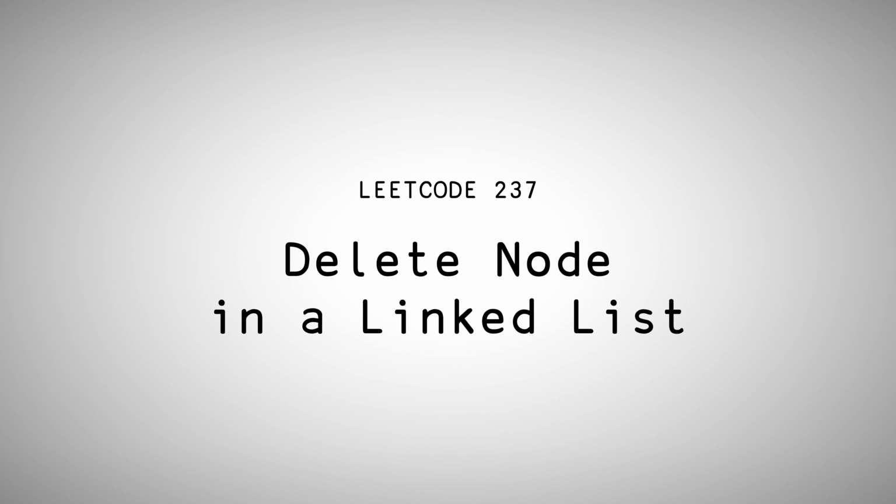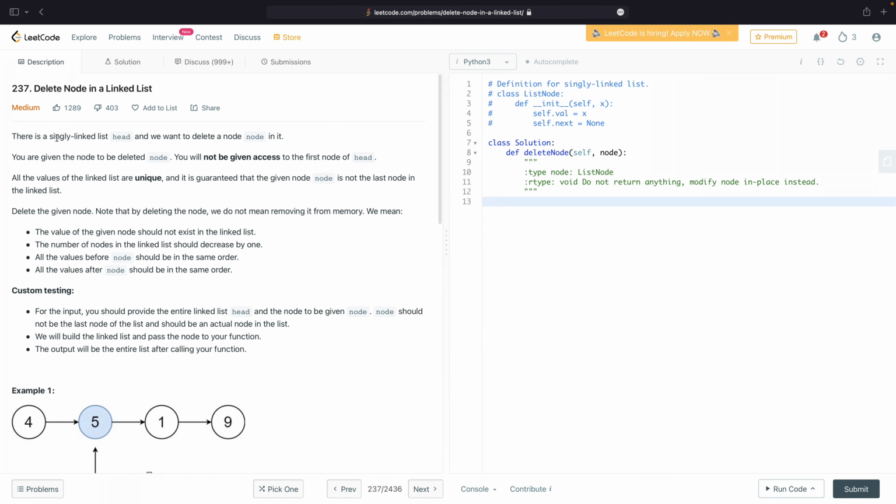Today we are doing the delete node in a linked list problem. There is a singly linked list head, and we want to delete a node in it. You are given the node to be deleted. You will not be given access to the first node of head. All the values in the linked list are unique, and it is guaranteed that the given node is not the last node in the linked list.